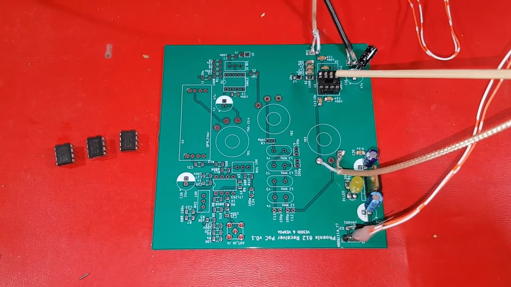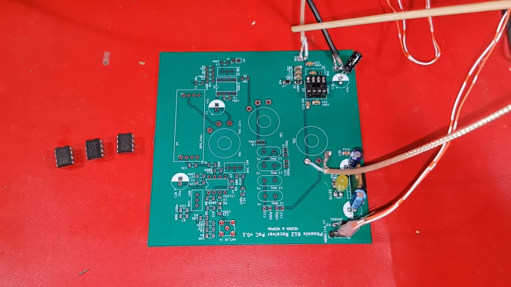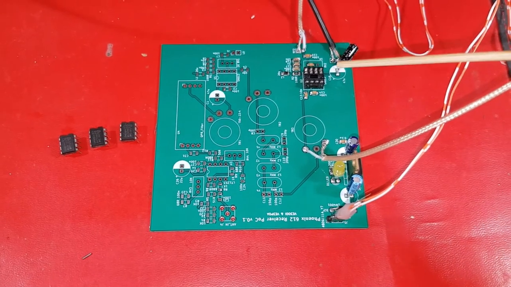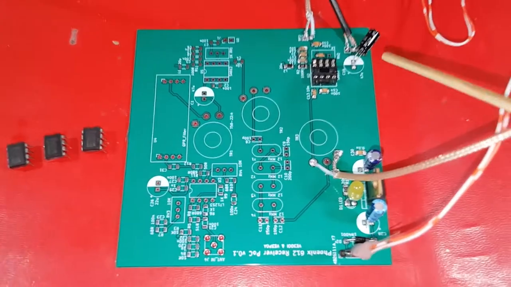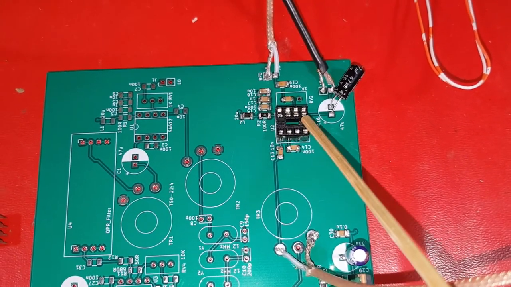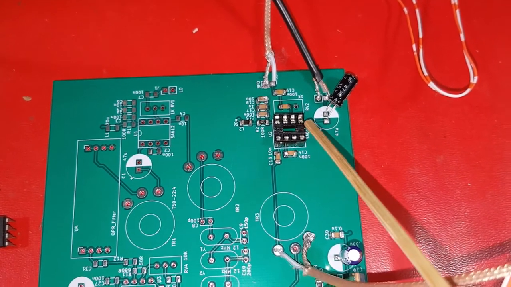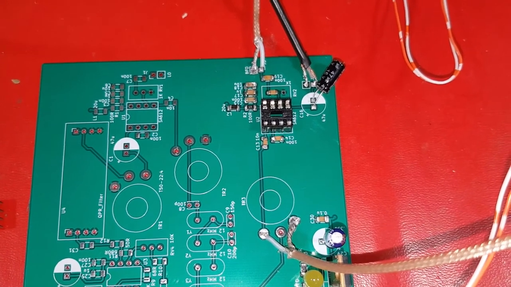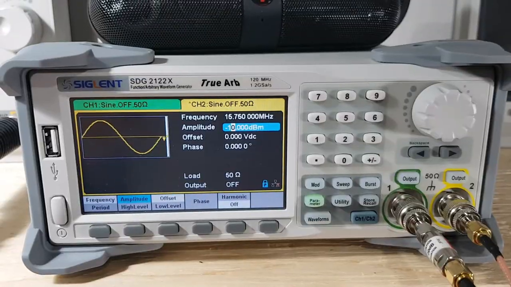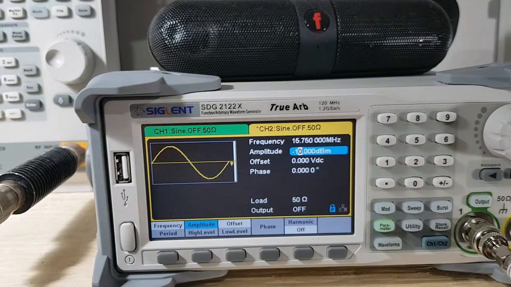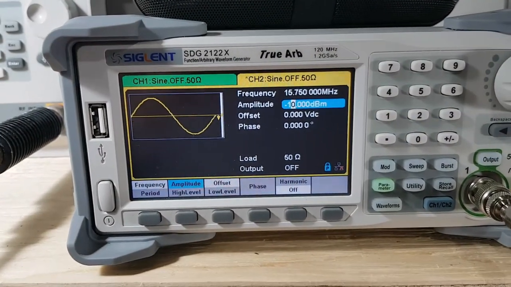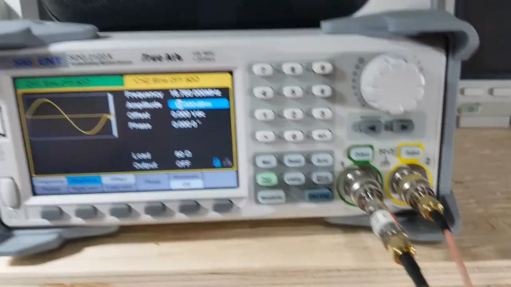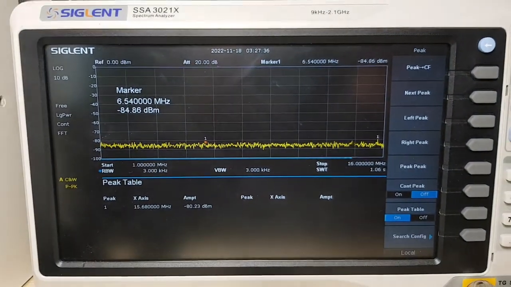For this first test, I've removed the SA612 from the socket, and I'm just going to apply a minus 10 dBm LO frequency to the oscillator port of the socket here, and look at what the spectrum analyzer is seeing on the output, because the oscillator in pin and the output pin of the SA612 are adjacent to each other. So I'm just going to be seeing if there's any parasitic capacitive coupling between those two pins. As I said, I'm going to be feeding in a 15.75 megahertz LO at minus 10 dBm, coming out of channel 2 of my signal generator, and there's no attenuator here. My spectrum analyzer is set up exactly the same as it was in the prior tests.